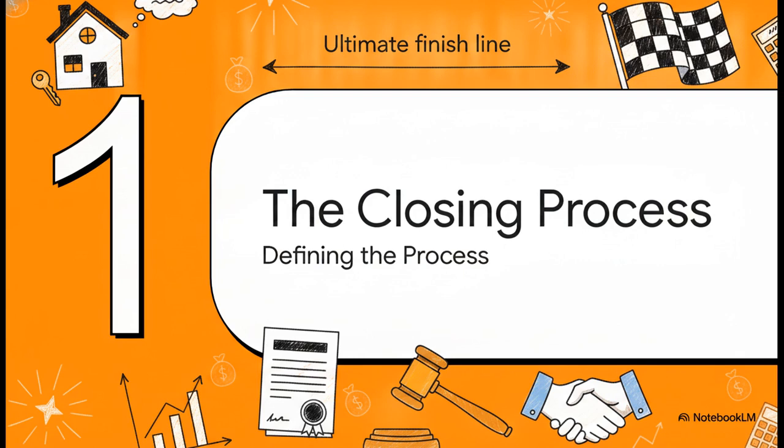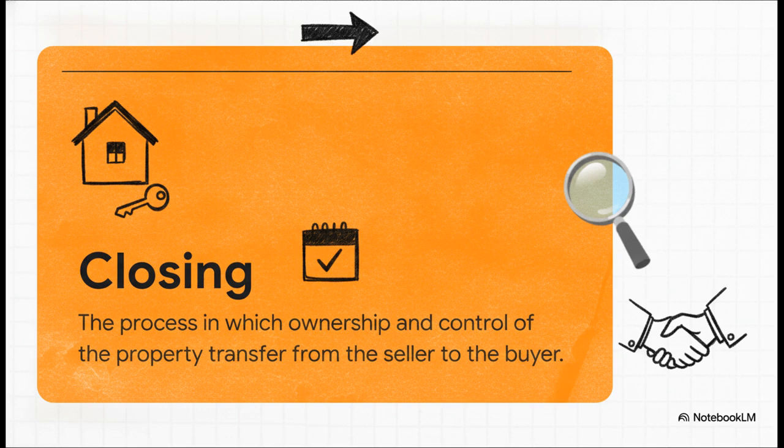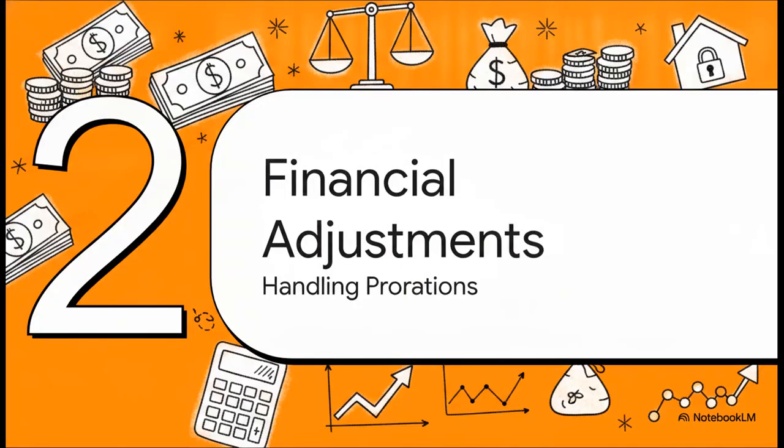All right, let's kick things off with Section 1, the closing process defined. Think of this as the ultimate finish line of a real estate transaction. After a purchase and sale contract is completely executed by everybody involved, the transaction naturally marches toward closing. Simply put, closing is the process where ownership and control of the property officially transfer from the seller to the buyer on a specific agreed-upon date. This is the big day, guys. It's that magic moment where all those dry legal theories we've been studying suddenly become a concrete reality, and the keys finally change hands.